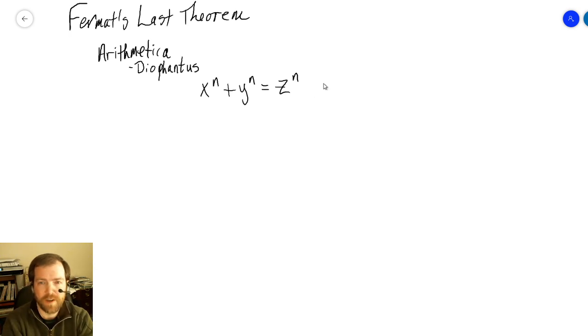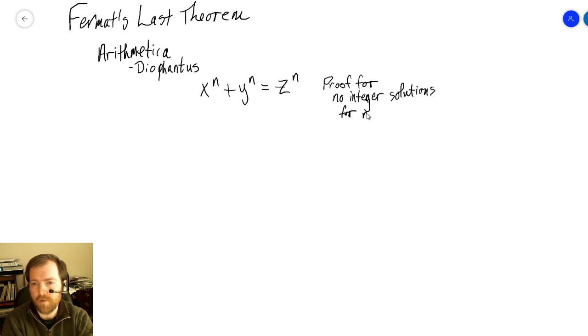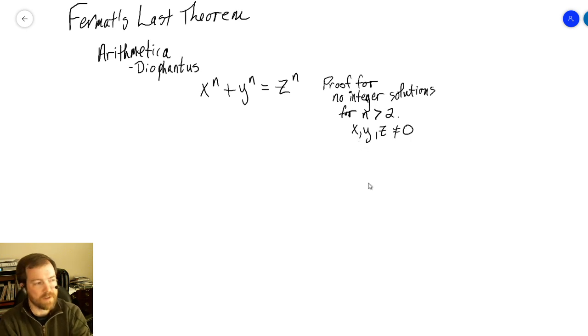that he had a proof for no integer solutions, for n being greater than 2, and x, y, and z all could not be 0. So those are the only restrictions that he actually gave. He then went on to say that he had a marvelous proof of this theorem, but it would not fit in the margin of his book.